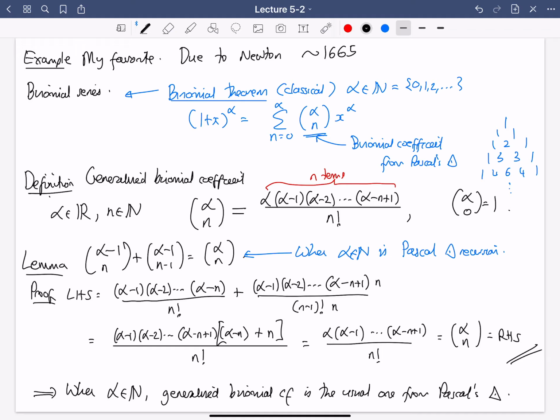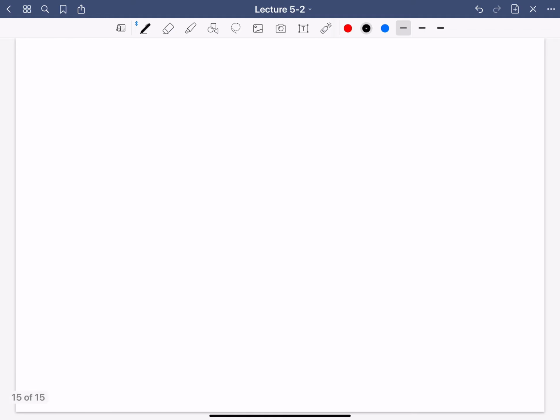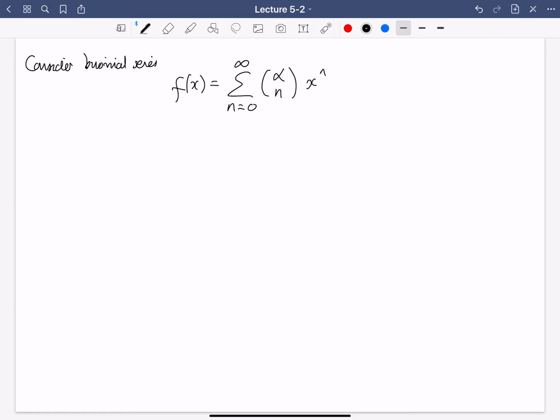Okay, and then once we've got these generalized binomial coefficients, we can consider what's called the binomial series. So here's the series. It's the sum as n goes from 0 to infinity of alpha choose n, that generalized binomial coefficient, times x to the n. And what I want to do is investigate this series. I'm going to call it f of x. So let me just do a little bit of work now to go through this theory.